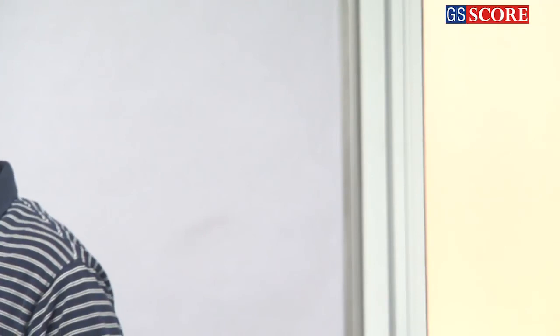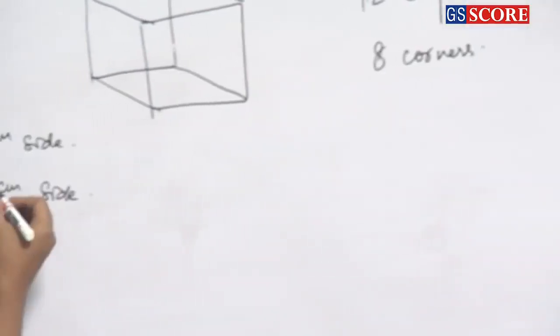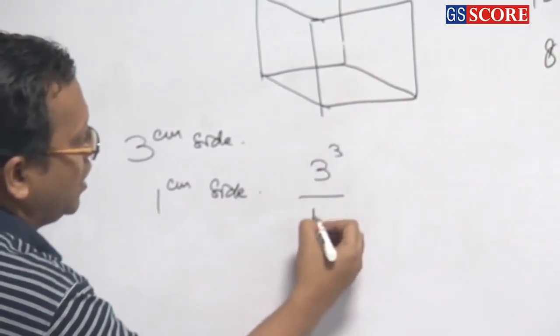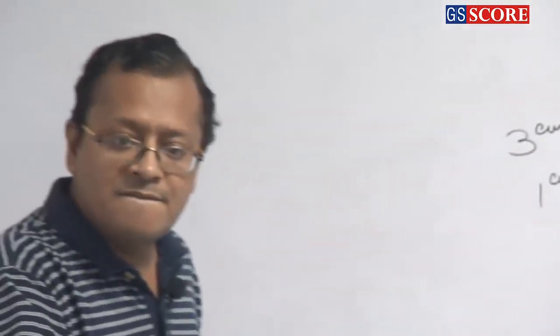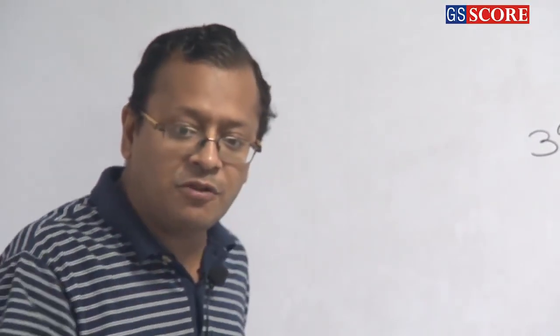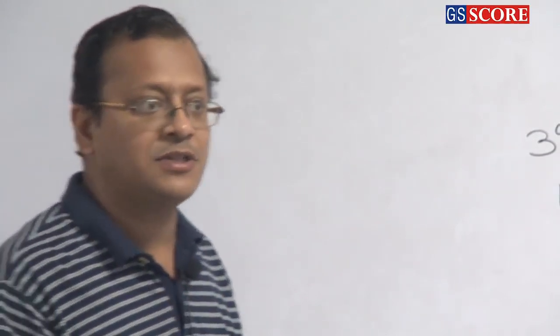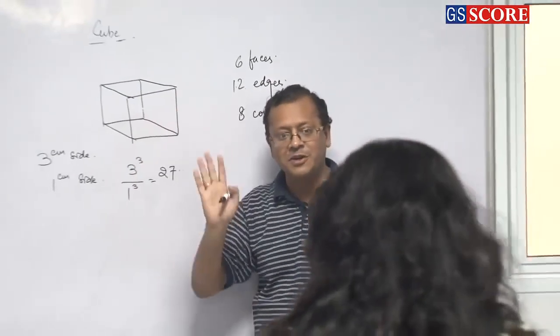How come 27? You will say, sir, the sum of the volumes of the individual cubes is equal to the volume of the bigger cube, which means 3 cube by 1 cube is how much? 27 cubes. So 27 cubes are formed. Now I ask you questions. How many cubes are there? It's a solid cube, obviously. All 6 faces are seen here, but it is a solid cube.